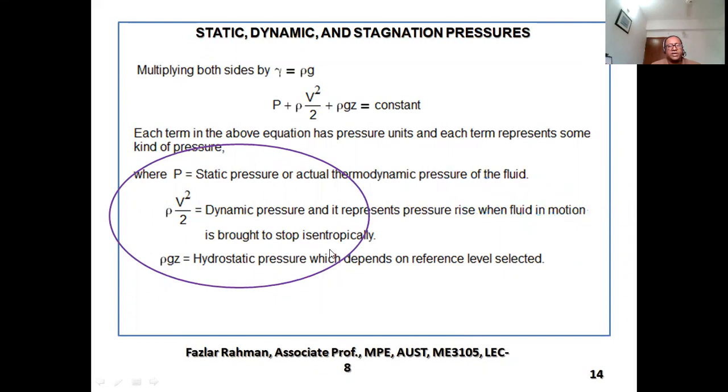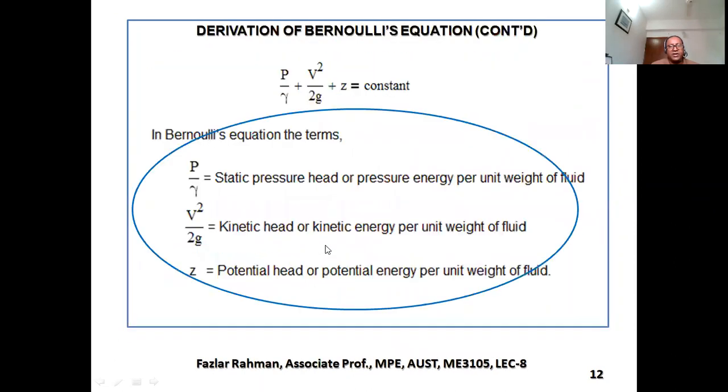So right over here, we described Bernoulli's equation in terms of head: static pressure head, kinetic head, potential head, whose summation is constant. What will be the unit of p by gamma, v square by 2g? The same as the unit of z, because z is vertical height, meter or feet. So the unit of this term will be the same, meter or feet. p by gamma will also be meter or feet.